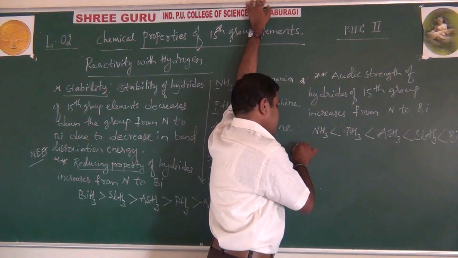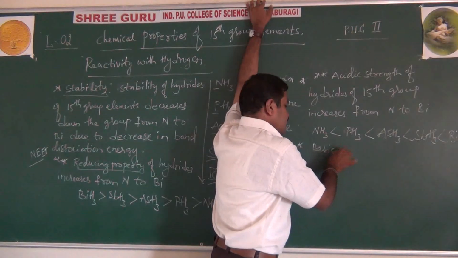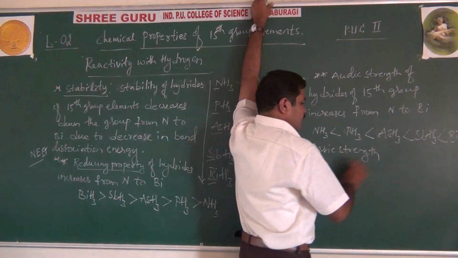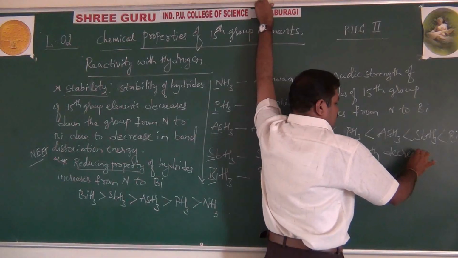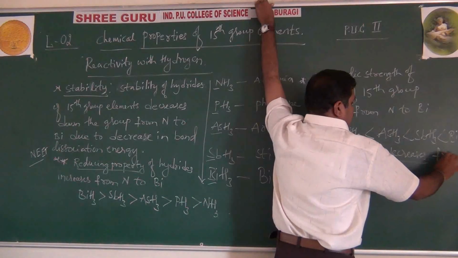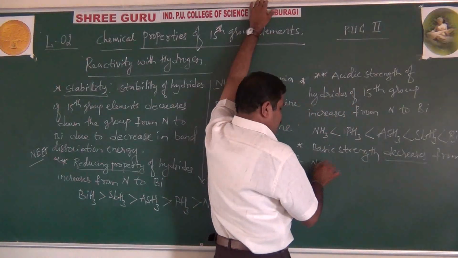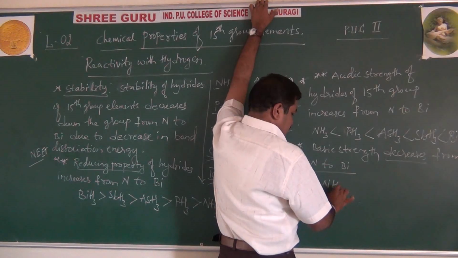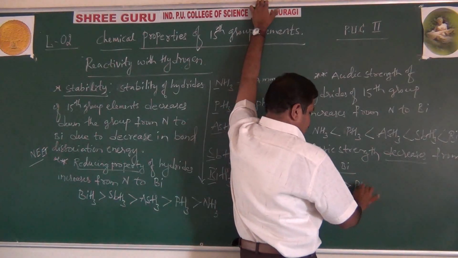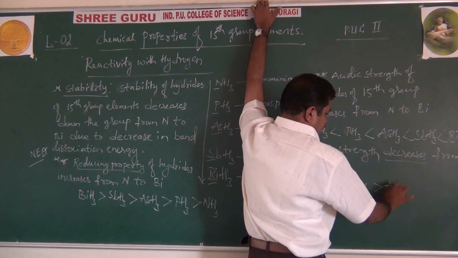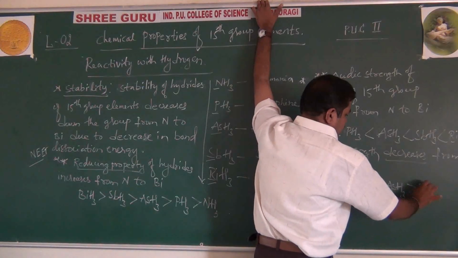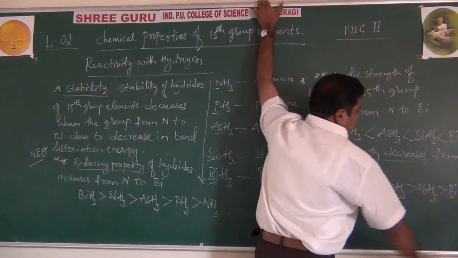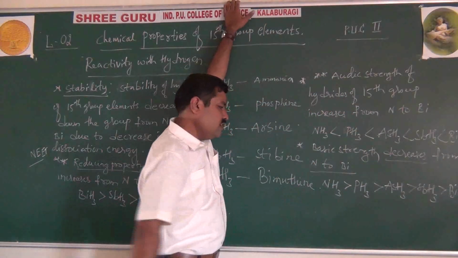Then basic character is exactly the opposite of this. Basic strength or basic character decreases from nitrogen to bismuth. That means NH3 is more basic than phosphine. Phosphine is more basic than arsine. Arsine is more basic than stibine. Stibine is more basic than bismuthine. Least basic is bismuthine, most basic is ammonia.